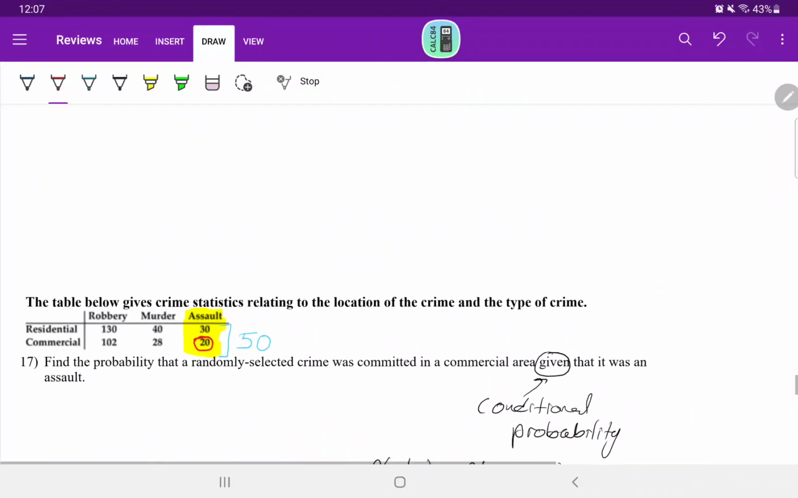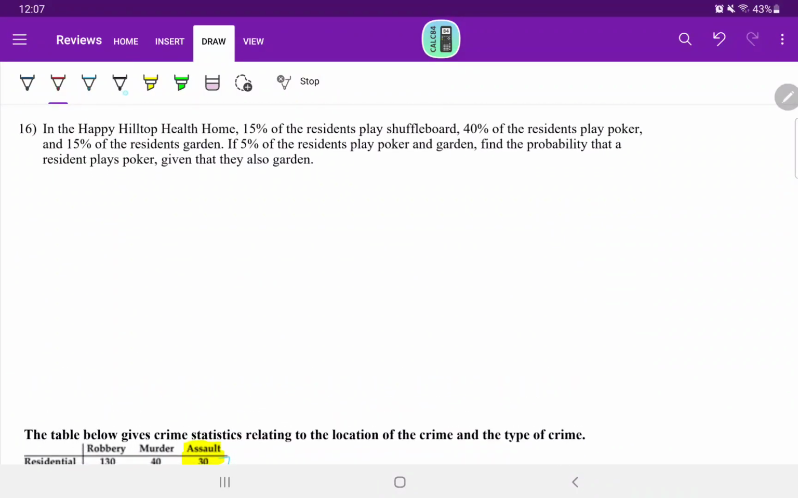Let's move on to number 16. It says here, in the Happy Hilltop Health Home, 15% of the residents play shuffleboard, 40% of the residents play poker, and 15% of the residents garden. It's 5% of the residents play poker and gardening. Find the probability that a resident plays poker given that they also garden. The key word is given, which means conditional probability.